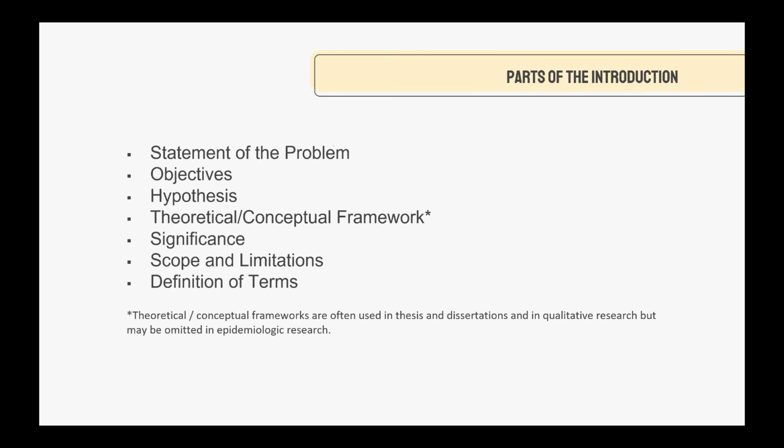These are the parts of the introduction. We have the statement of the problem, objectives, hypothesis, theoretical or conceptual framework, significance, scope and limitations, and definition of terms. Note that there is usually a background of the study at the start of the introduction, but since you are going to write a separate section for the review of related literature, that's why there's no background here.